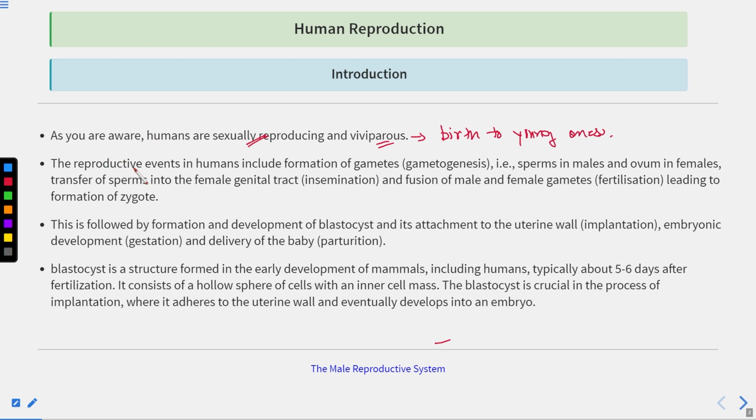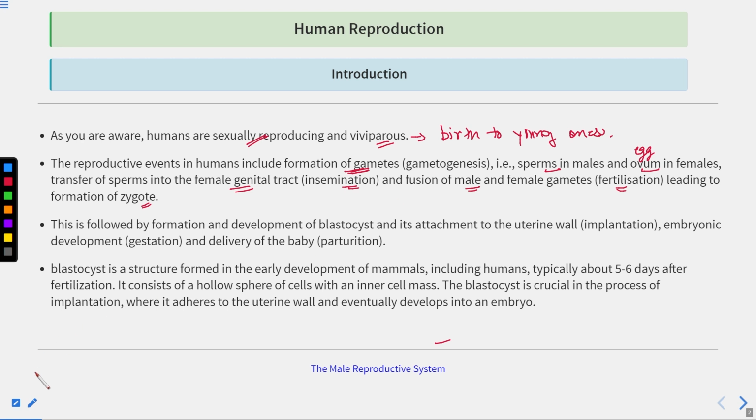Now, the reproductive events in humans include formation of the gametes, which I've already told you is known as gametogenesis. The sperm are produced in the male and the ovum is produced in the female. Ovum, you can also call it egg. Then there is the transfer of the sperm into the female genital tract, which is known as insemination. Then the fusion of the male and the female gamete takes place, which is known as fertilization, leading to the formation of the zygote.